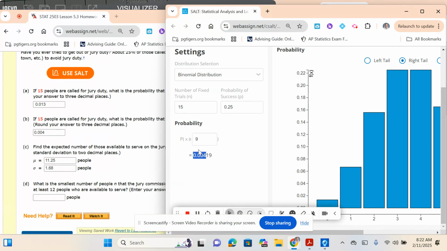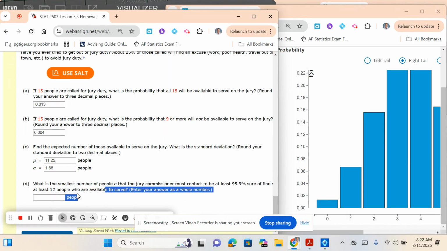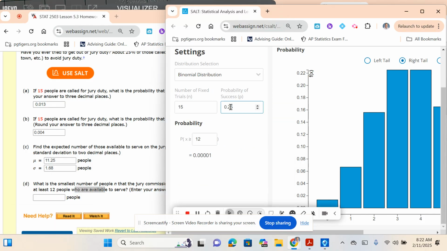Now let's think about at least 12. Is that a left tail or right tail? Is at least 12 above or below 12? That'd be above, so it's a right tail. And does at least 12 include 12? Yes, at least 12 includes 12. Now, what I'm wanting to know is the probability that they are available, so I'm going back to the available probability, which is 0.75.